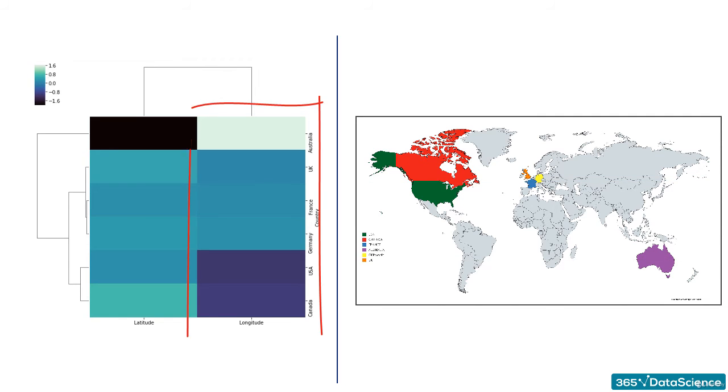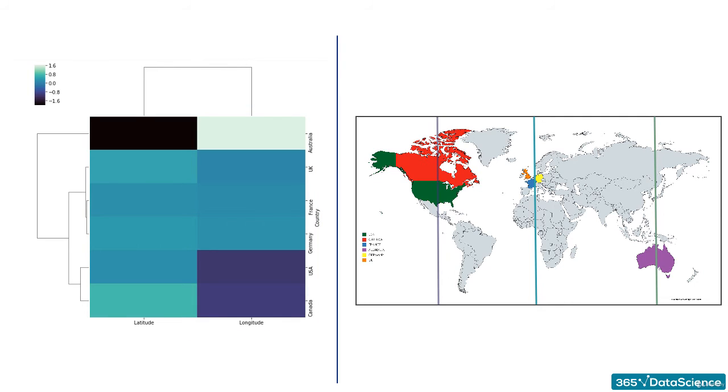In terms of longitude, Germany, France, and the UK are very similar. Australia is extremely bright, while USA and Canada are purple. Given the legend, we can tell that Canada and the USA are close to each other, but different from Europe, and completely nothing like Australia in terms of longitude.